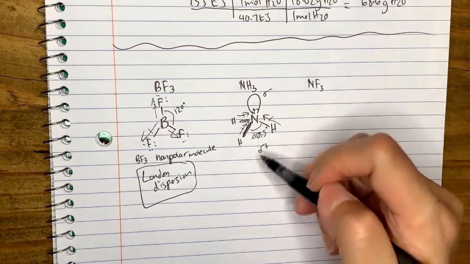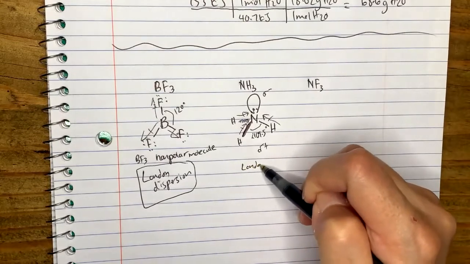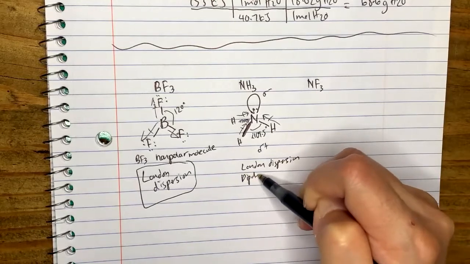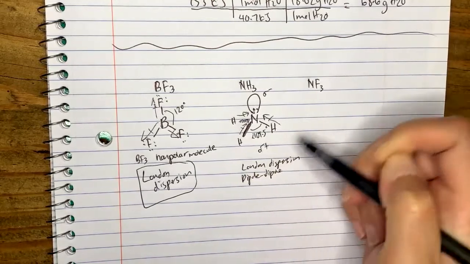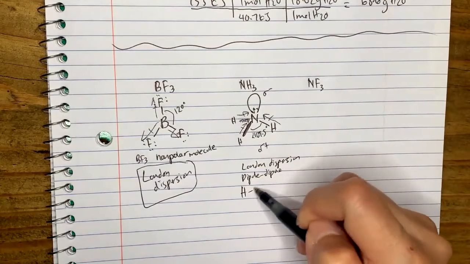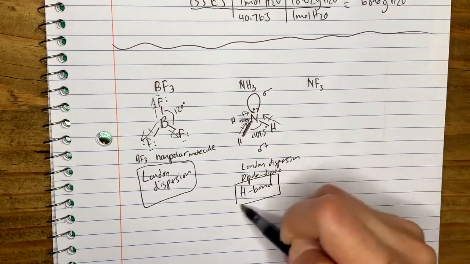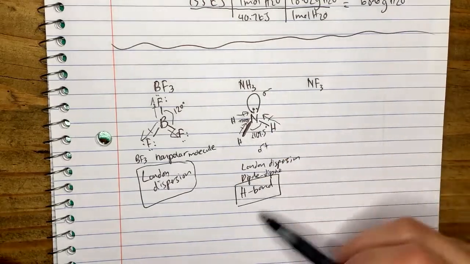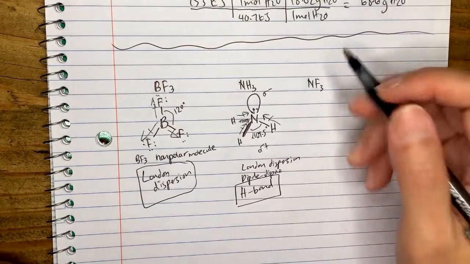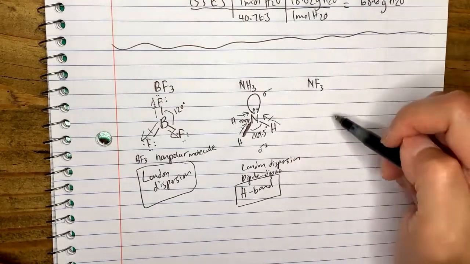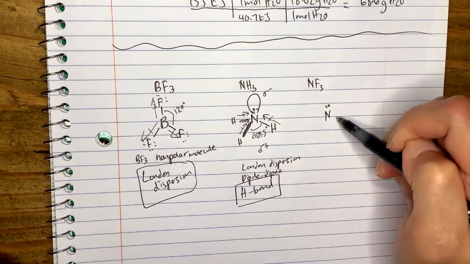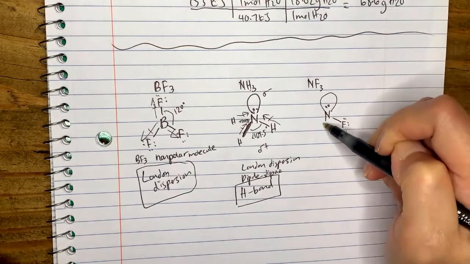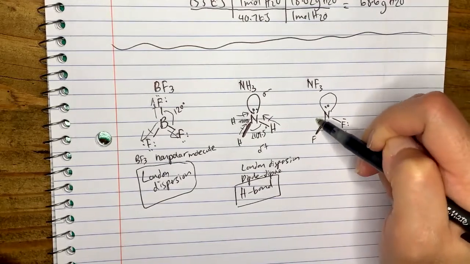So NH3 here has London dispersion. It also has dipole-dipole because it's polar, but not just that, it's actually the strongest type of dipole-dipole. It has hydrogen bonding. So that's the strongest one. I like to rank it by the strongest that it has, and that way I can tell this one's going to have the strongest intermolecular force. The NF3 is going to look just like NH3, but instead of H's, you have F. So there's an F, and then there's an F sticking out, and there's an F sticking back.